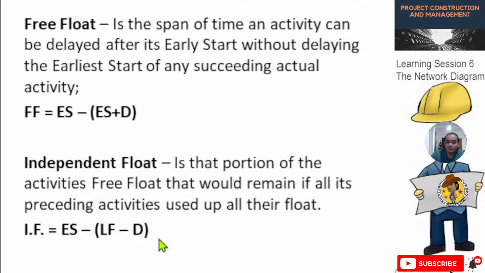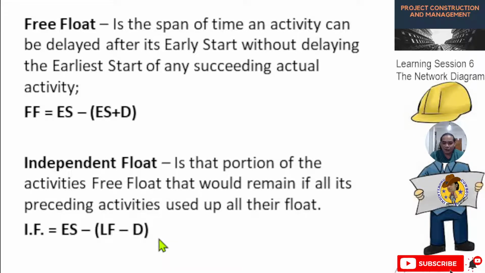Now we have free float. What is free float? Free float is the span of time an activity can be delayed after its early start without delaying the early start of any succeeding activity. The formula for FF, or free float, is equal to ES minus ES plus the duration, or D.